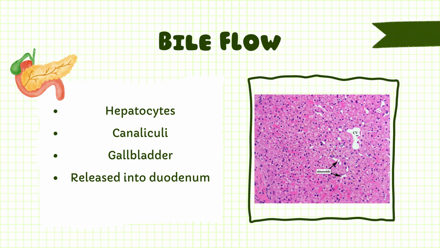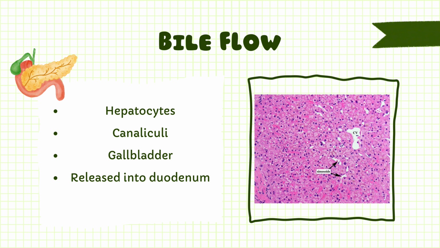When you eat, the hormone CCK is released. This triggers the gallbladder to contract. As a result, bile is pushed out through the common bile duct and into the duodenum. There it helps emulsify fats and assists in digestion.